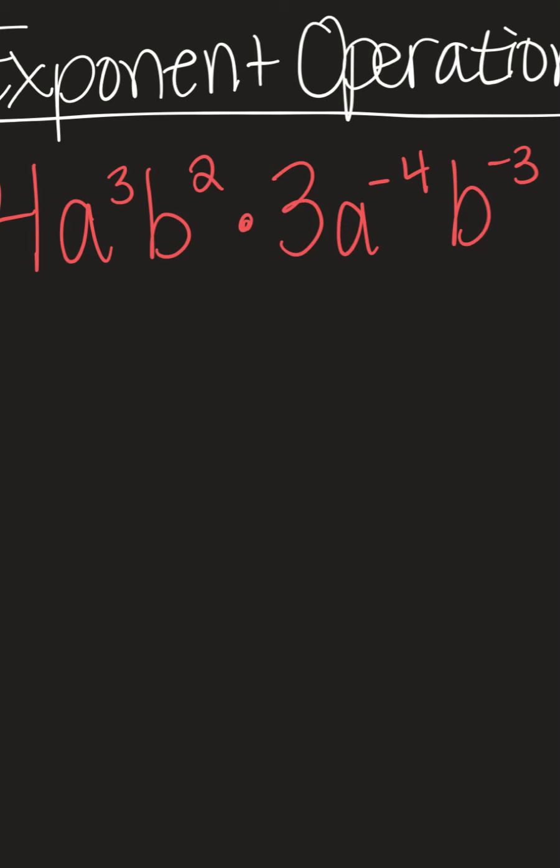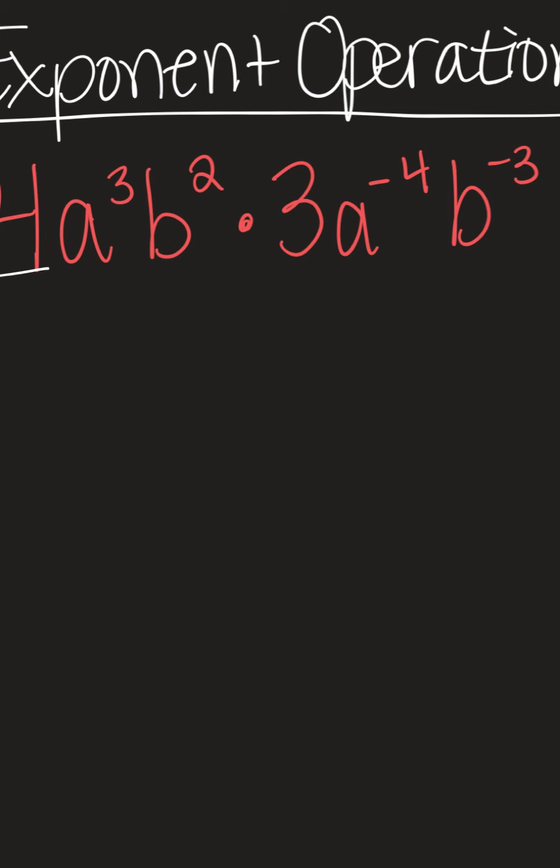In this lesson, we are going to discuss how to put all of the operations together when you have multiple situations happening with exponents. So to start, we have this example: 4 times the quantity a cubed times b squared times 3 times a to the negative fourth times b to the negative third. I'm going to start off by regrouping all of the different bases.